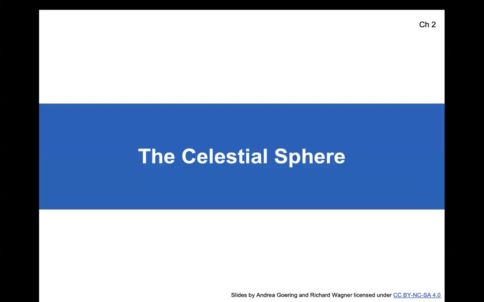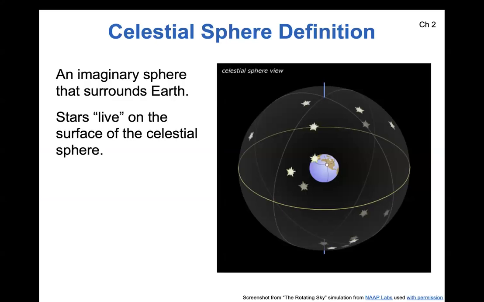All right, so the celestial sphere. The celestial sphere is defined as an imaginary sphere that surrounds Earth. The stars live on the surface of the celestial sphere. So every star has a fixed point on the celestial sphere. That relates to why the stars don't appear to move relative to each other. It's because they're so far away that the movement of stars relative to each other takes hundreds of years, so we don't notice it within one person's lifetime. So the stars are effectively fixed in place.